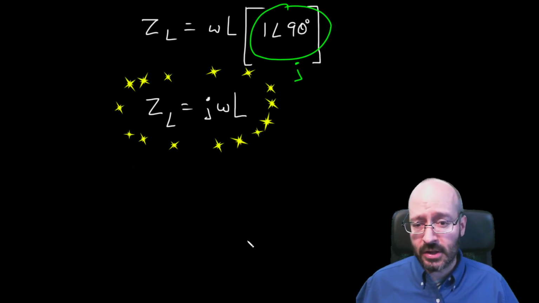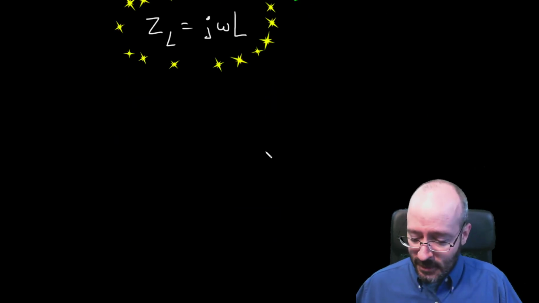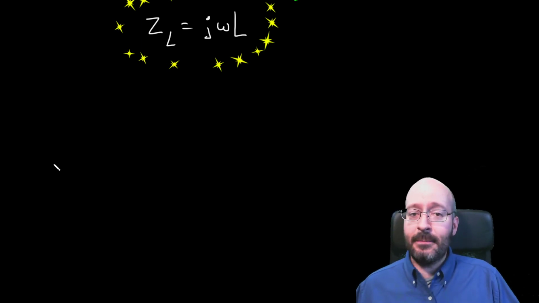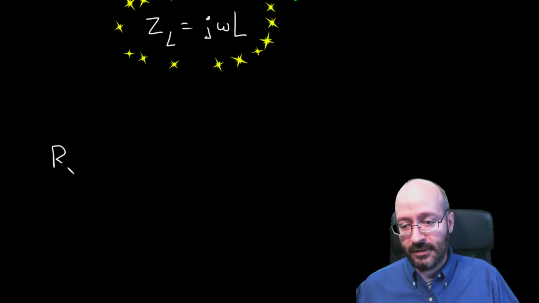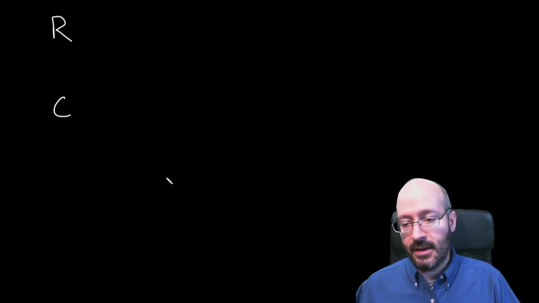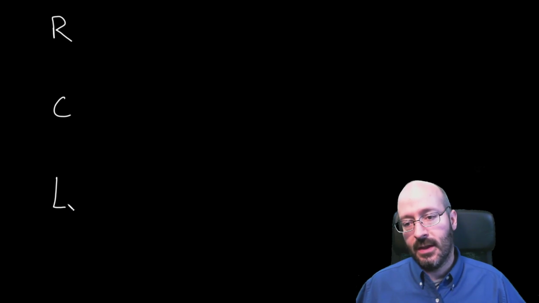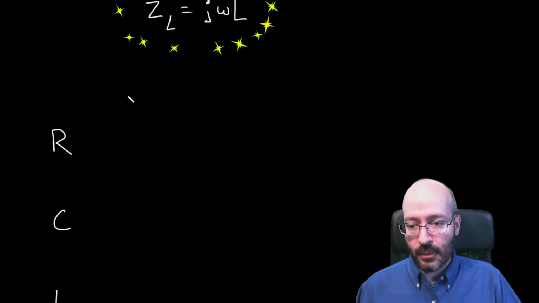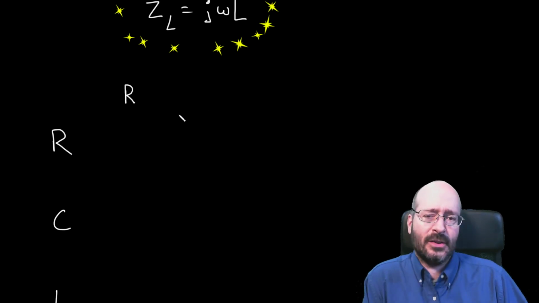Okay, so let's put this all together. I promised you I'd do it in this video. We've got 3 passive components: the resistor, the capacitor, and the inductor. We've got a handful of values that we're interested in. For the resistor, we're interested in the resistance, which also ends up being the real component.